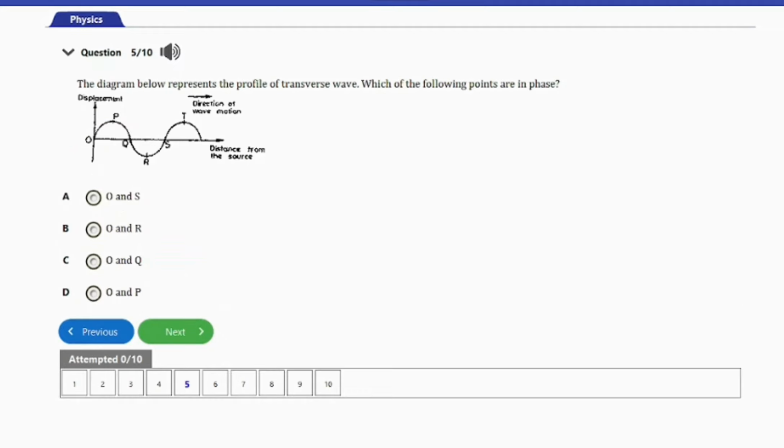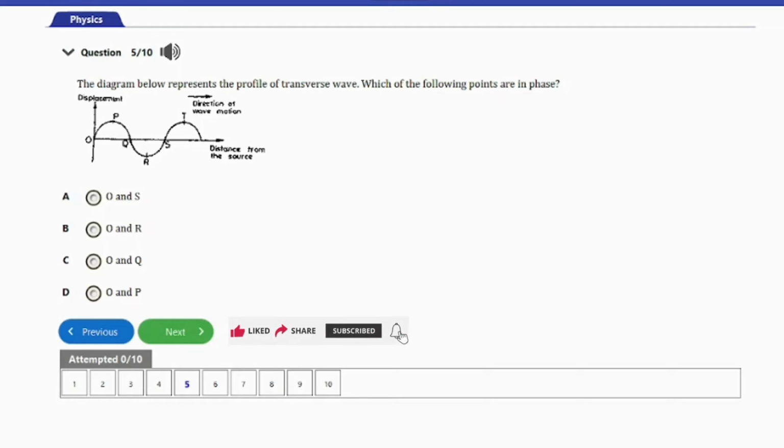Alright, so the next question here is question number 5. It says, the diagram below represents the profile of a transverse wave. Which of the following points are in phase? Alright, so guys, looking at this diagram, the points that are in phase here are points P and C, and also points O and S. But out of the options, that's O and S.